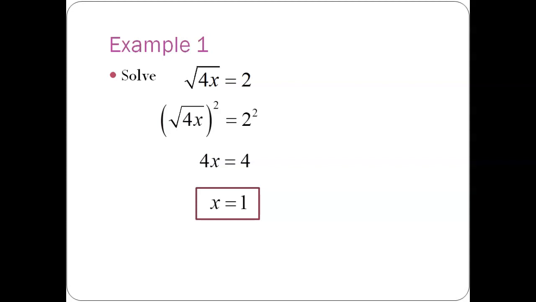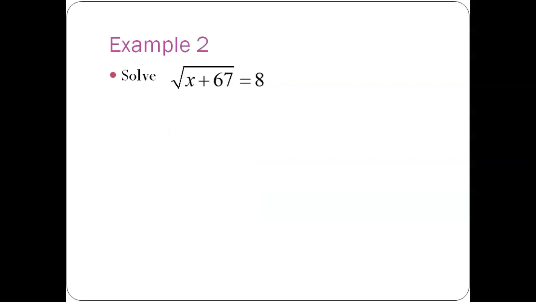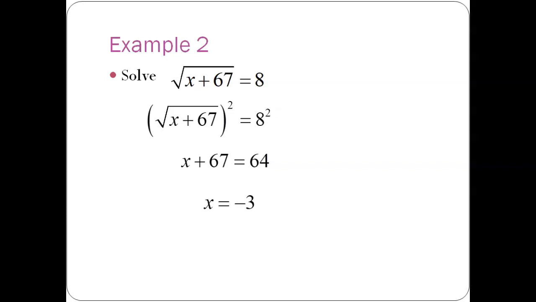All right, take a look at example 2. We have the square root of x plus 67 is equal to 8. Again, first step is to get the square root by itself. In this case, it is. After that, then you can square both sides. So that's going to leave us with x plus 67 equals 8 squared, which is equal to 64. So x plus 67 equals 64. And now we can subtract 67 from both sides to solve for x. So that's going to give us x equals negative 3. And that's my answer.